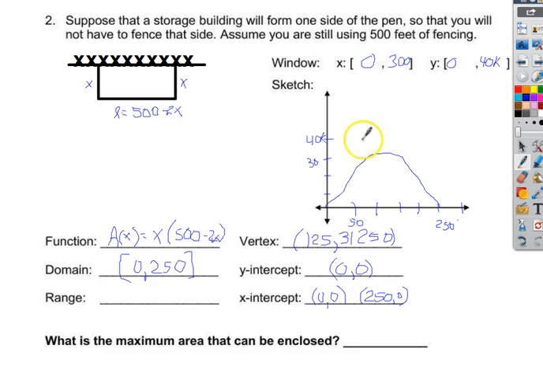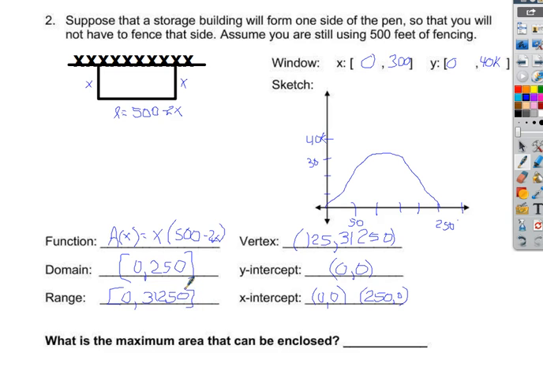Our range, we had to find our vertex, and the range is 0 and 31,250. We're using square brackets because those are included.